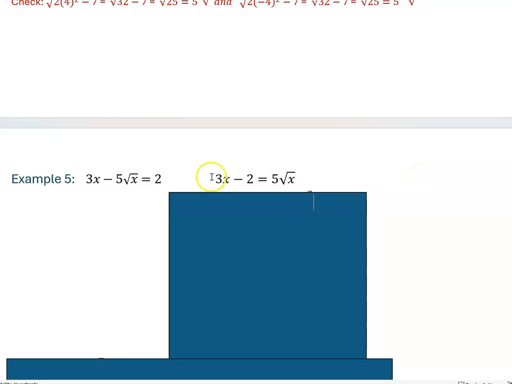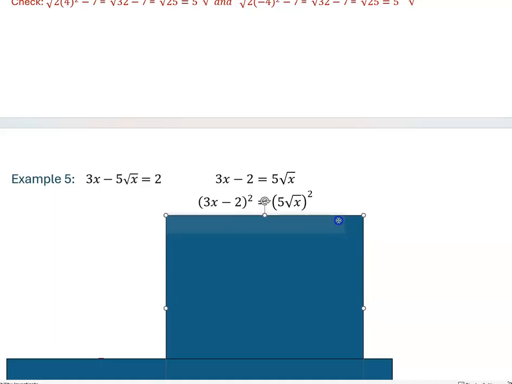To get rid of the radical, I want to go ahead and square both sides as they are right there. So that means I'm going to take 3x minus 2 to the second power. Notice I do not individually take the second power of the first term and the second power of the second term. You have to take the square of the entire side. That requires that you use some of the skills you learned in polynomials, and we're going to use factoring. There's a lot going on in this problem.